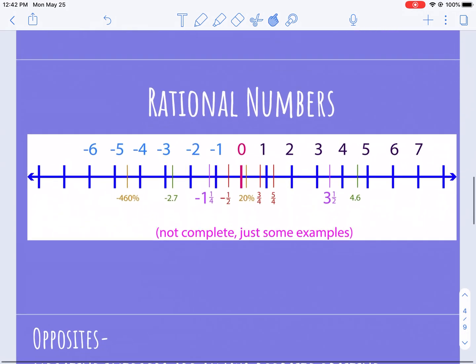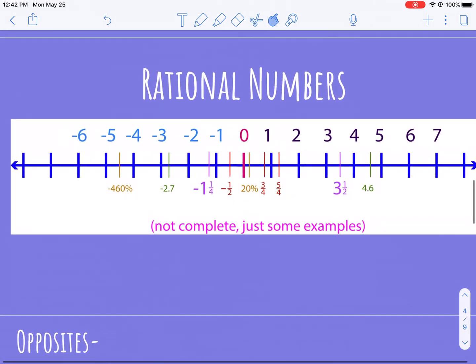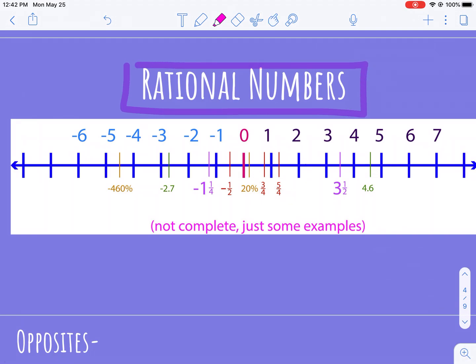Now, another category that we have are what we call rational numbers. Another great slide that you'll want to take a picture of and save in your notes. So rational numbers, what we want to think about is they include all our natural numbers. So that's 1, 2, 3, 4, 5, 6, 7.